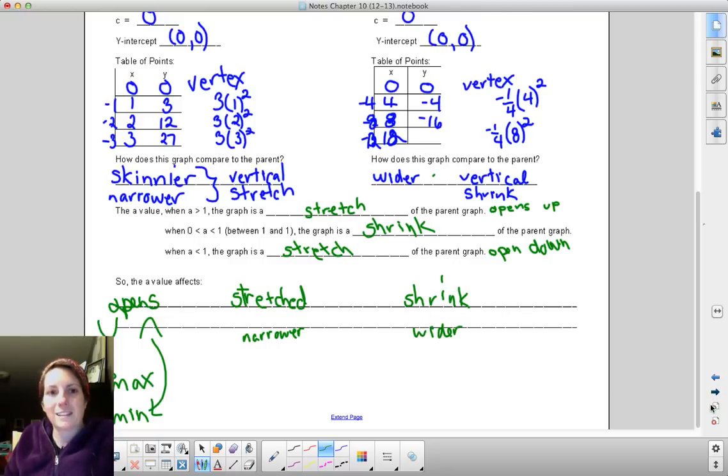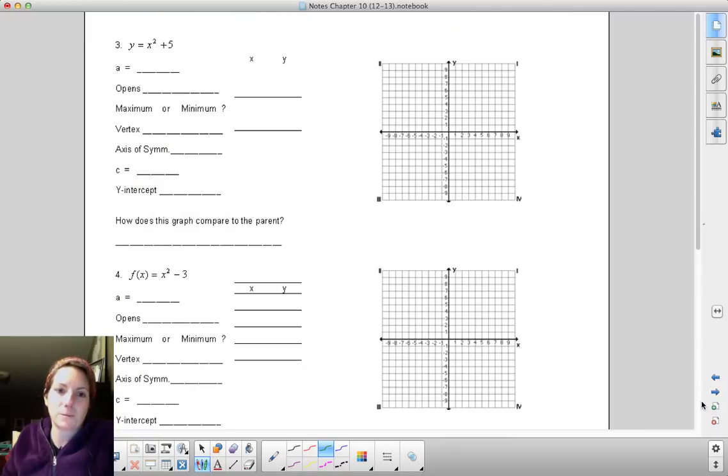That should bring us to the end of the section. Oh, nope, there are some practice problems here where we affect our C value. I'm going to do that in a separate video.